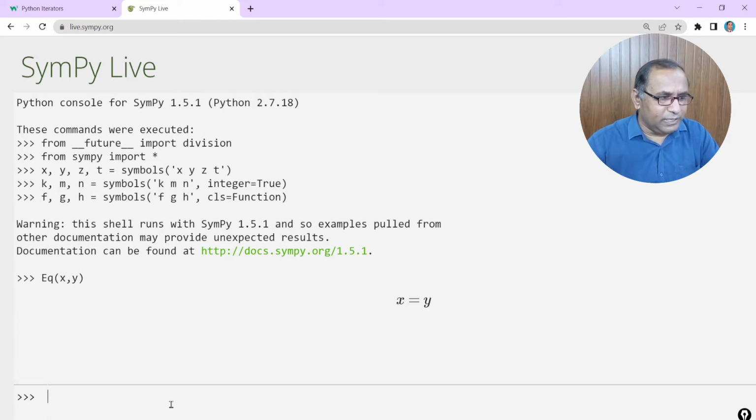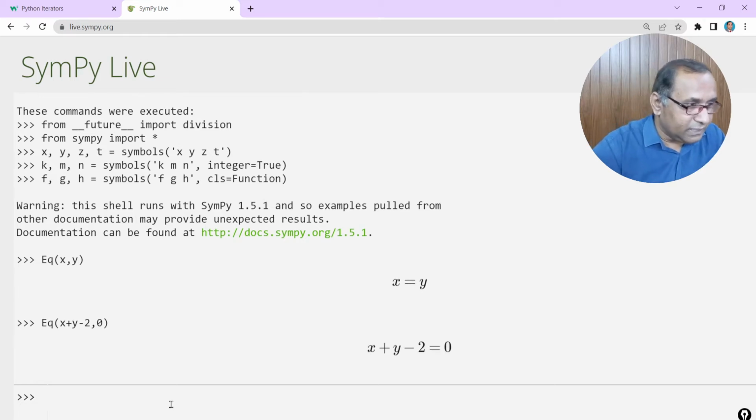Suppose that we have one more equation, Eq, we have x plus y minus 2 is equal to 0. So the left hand side of the equation is x plus y minus 2, separated by a comma. The right hand side is 0. When we press enter, you can see the equation we have is x plus y minus 2 is equal to 0.